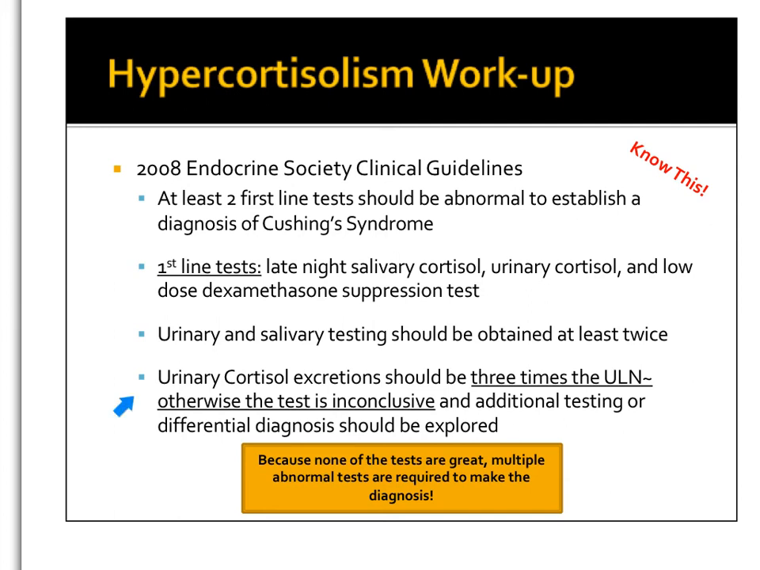If you're getting a urinary cortisol level, they say that it has to be 3 times the upper limit of normal in order for you to include it in the diagnosis. Otherwise, it's inconclusive. And typically, this should also be paired with another first-line test in order for you to make the diagnosis.